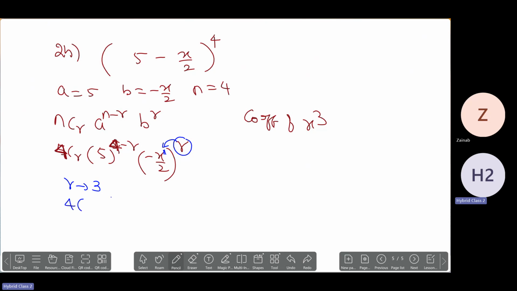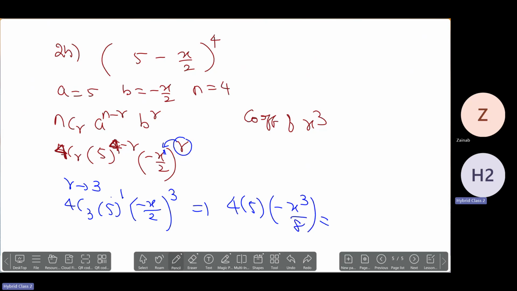So 4C3, 5 to the power 4 minus 3, which is 1, then minus x by 2 to the power 3. What do you get for 4C3? 4C3 is 4. Then into 5 into minus, power 3, x cube by 8. If I simplify 4 by 8, which is going to be 2, 4 by 5 by 2, so minus 5 by 2 x cube. So the coefficient of x cube is 5 by 2 in this expansion.